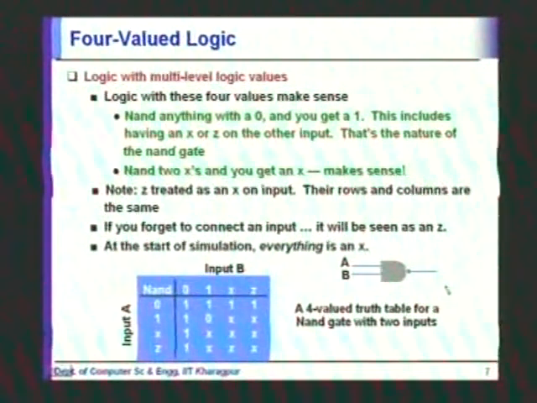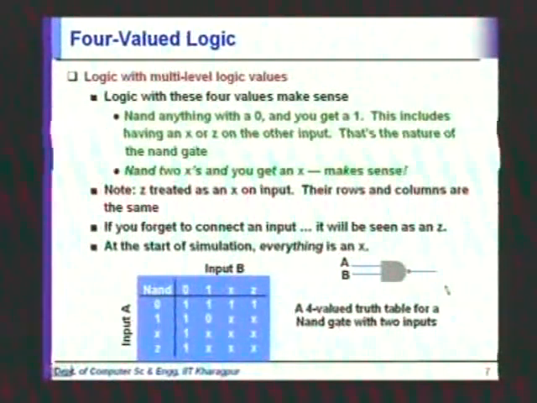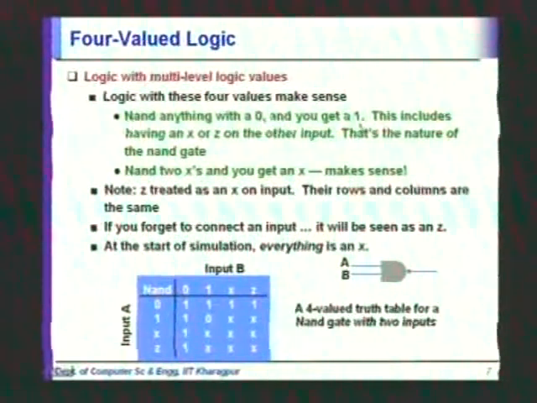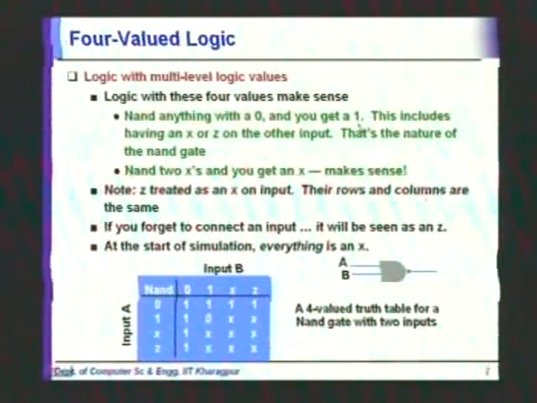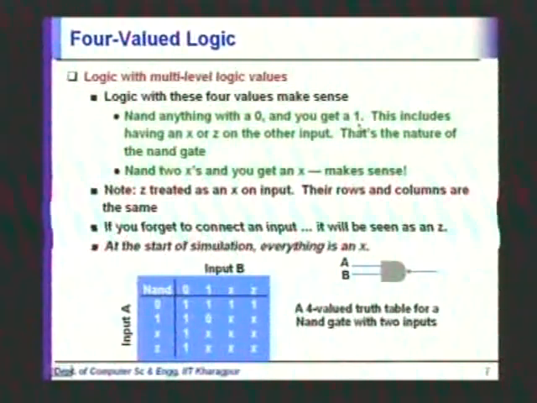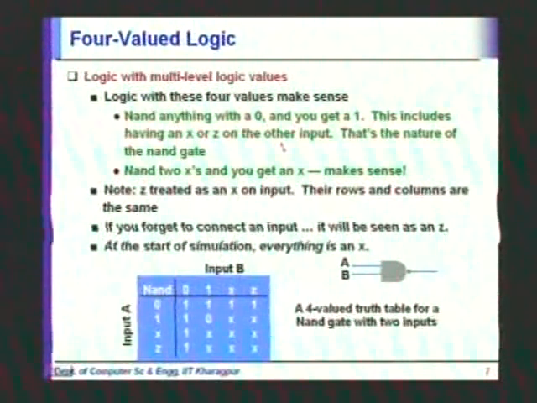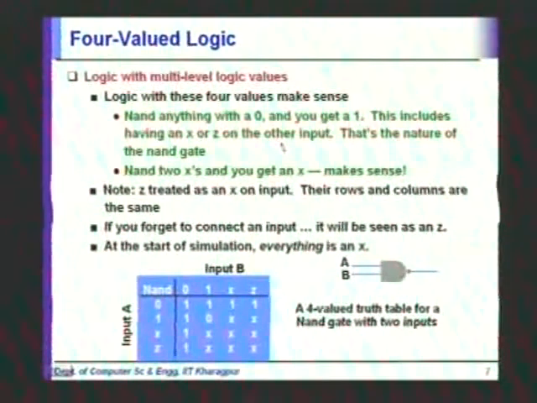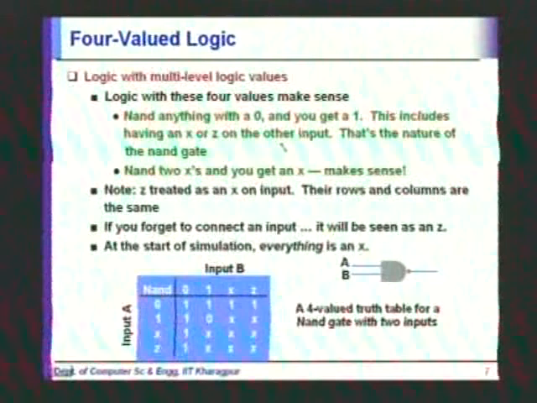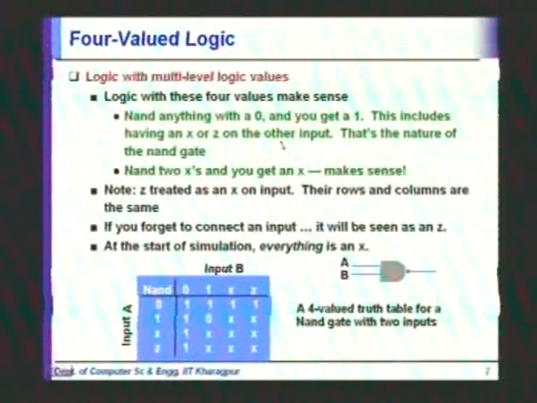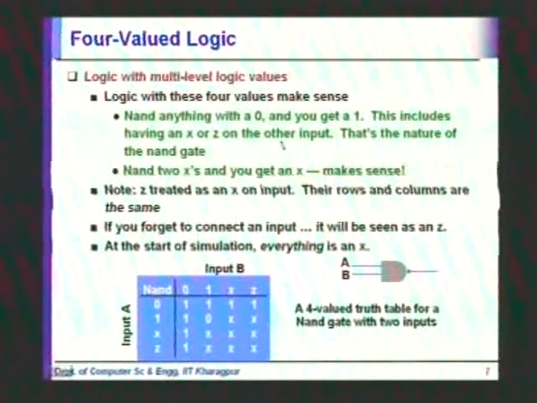Logic with multi-level logic values. Logic with these 4 values makes sense. NAND anything with a 0 and you get a 1. Right? And AND anything with a 0 and you get a 0. This includes having X and Z as the other input. So if the other input is X or if it is Z, it doesn't matter. If in an AND or a NAND any input is 0, then the output is determined by that only. In case of AND, the output will be 0, in case of NAND, the output will be 1.